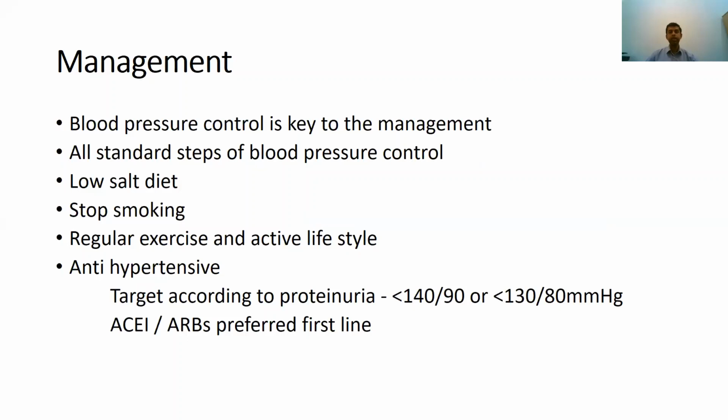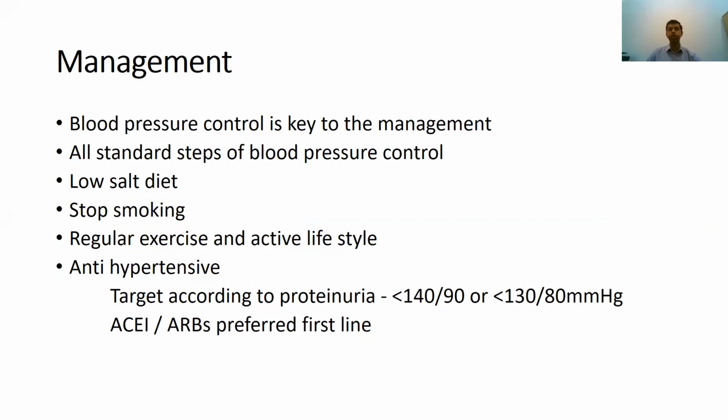In the management, it's mainly control of blood pressure. In CKD related to hypertension, if you can control the blood pressure very well, most of the time you can actually reduce or even stop the progression of the CKD into a lower GFR state. So the usual things apply. You have to put them on a low salt diet, stop smoking, regular exercise, an active lifestyle, and you need to control the blood pressure very well.